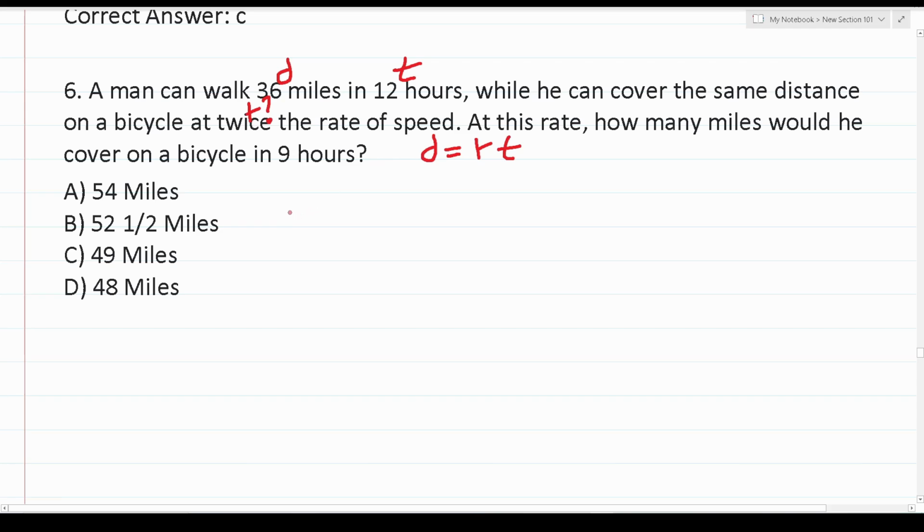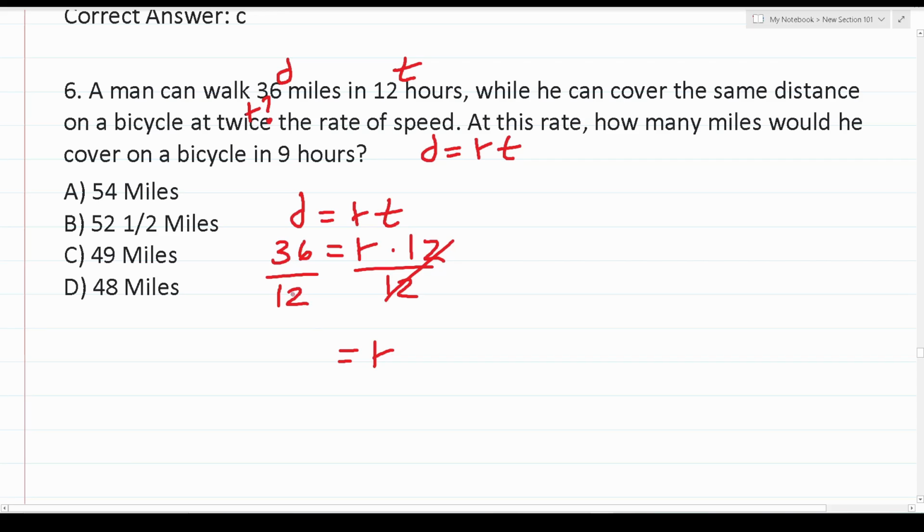Okay, so let's go ahead and do that. Again, we're working with the distance formula. Distance is equal to rate times time. In this case, we know he can walk 36 miles, which is D, in 12 hours, which is T. So that's going to be R times 12. All right, so let's divide both sides by 12 now to get R by itself. This crosses out here, leaving you with just R on this side. 36 divided by 12. Well, 12 times 2 is 24. 12 times 3 is 36. So 36 divided by 12 is 3. So R in this case is 3.